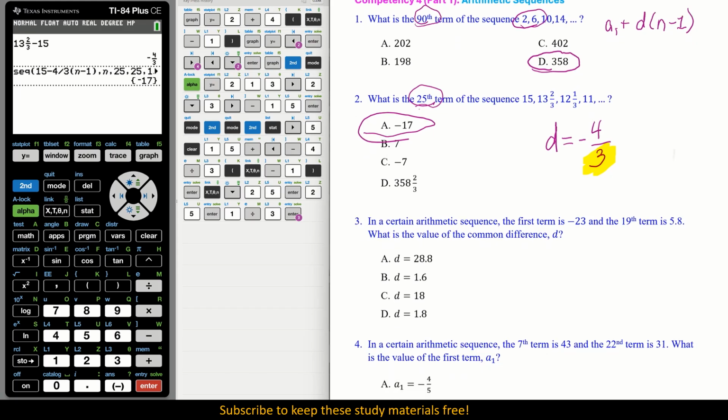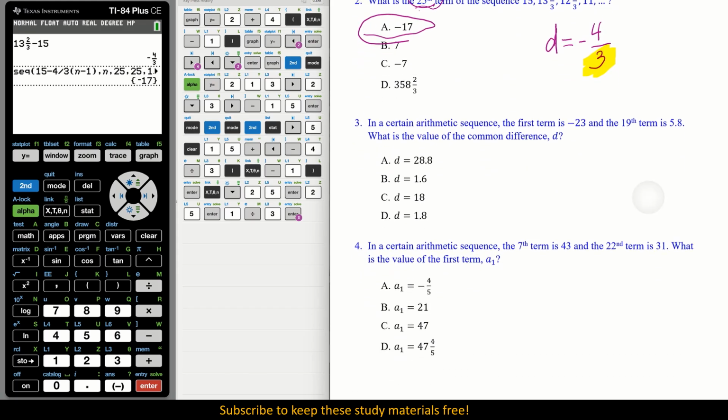Okay. Now let's go to numbers 3 and 4. Number 3, in a certain arithmetic sequence, the first term is negative 23 and the 19th term is 5.8. What is the value of the common difference? Okay, because they're asking for the common difference, we're going to have to do this differently. We're going to have to use a different app, or function, or whatever you want to call it. We're going to have to use our solver.